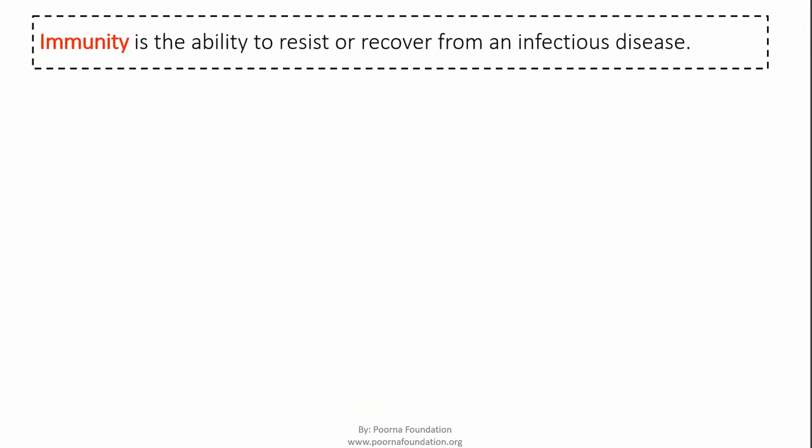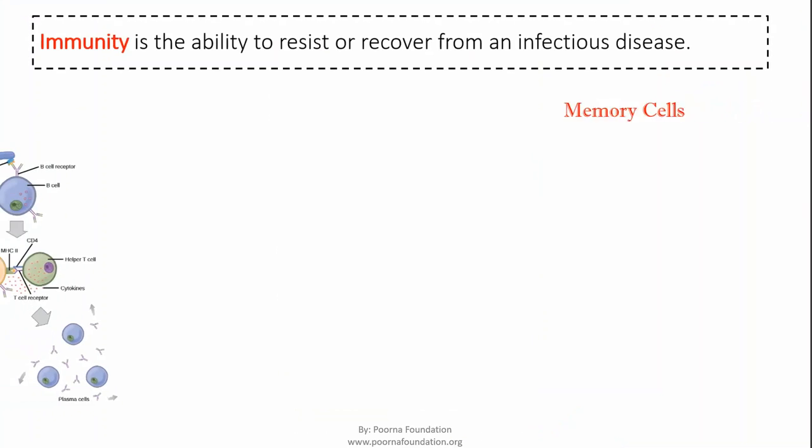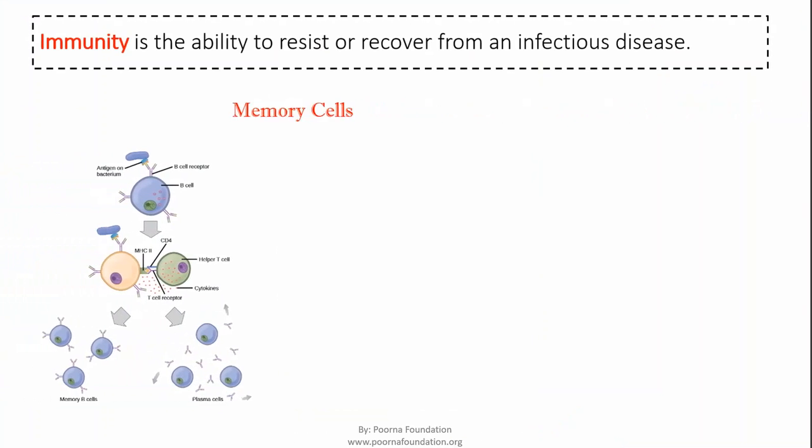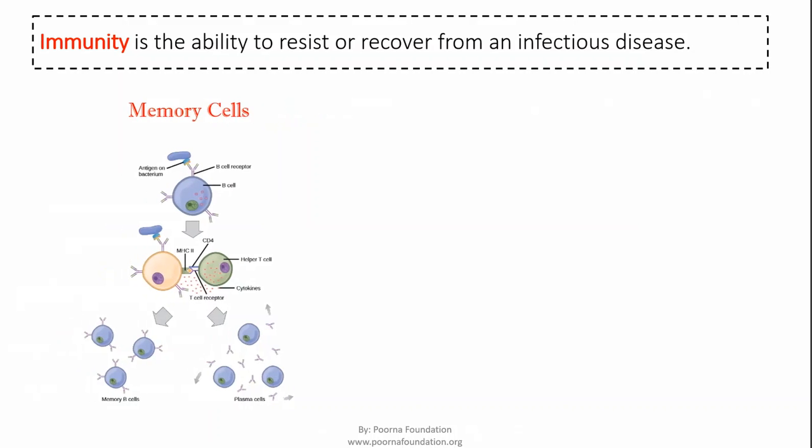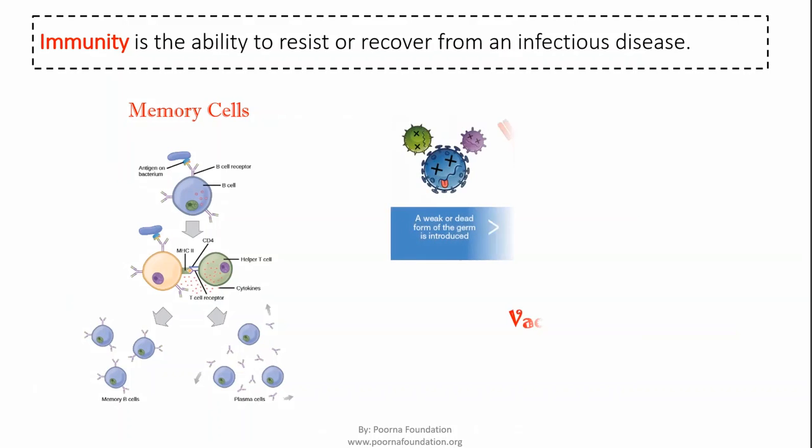So let's talk about immunity. It's the ability to resist or recover from an infectious disease. Once the body has fought a pathogen, it produces memory cells, T and B cells that remember a specific pathogen. Memory cells are not activated until the pathogen enters the body. Once the pathogen enters, the body immediately starts making a large number of T cells and B cells that attack the pathogen.